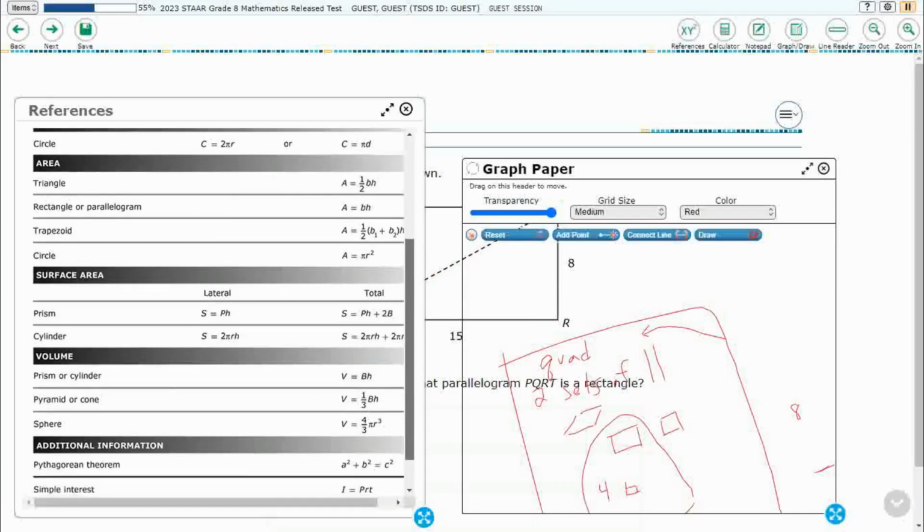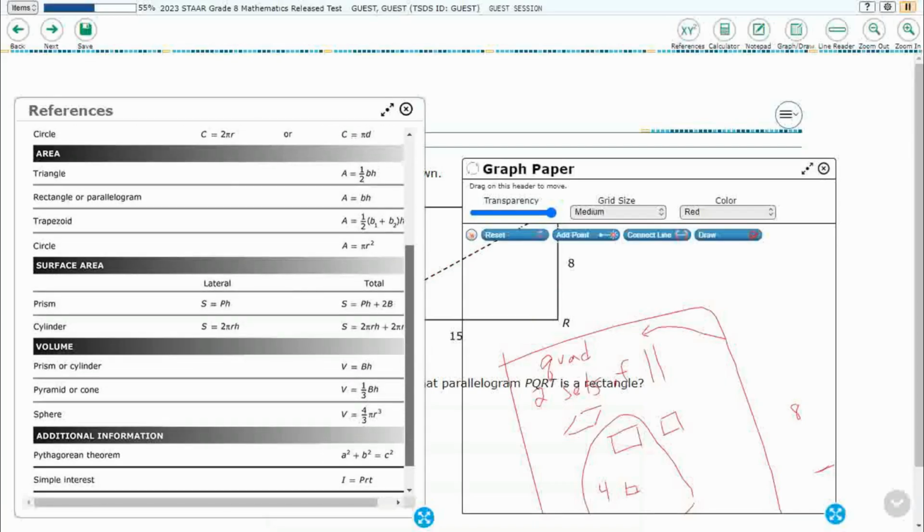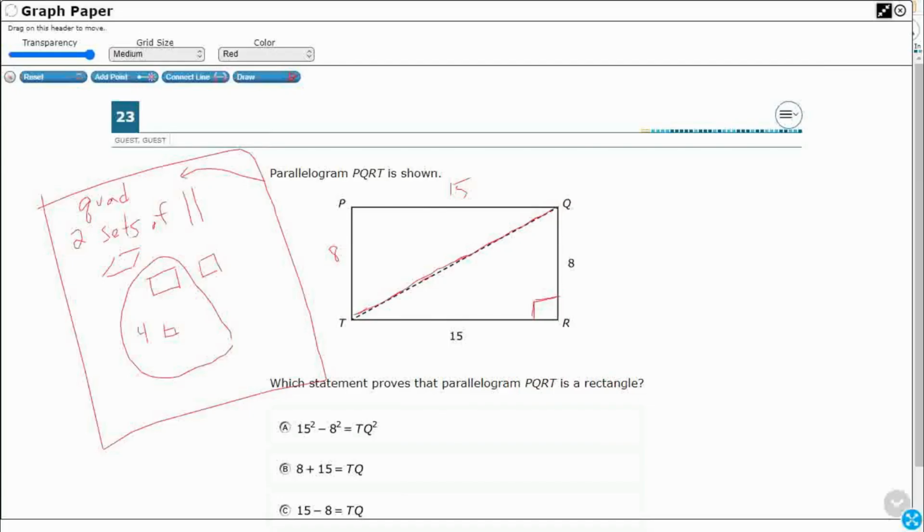Let's go all the way down to the bottom here. You see that a squared plus b squared equals c squared. So that's what we should be thinking right now. The Pythagorean theorem, a squared plus b squared equals c squared, because we got that rectangle here. So let's call that a, let's call that b. Remember, c is always across from the right angle, right? That's the hypotenuse.